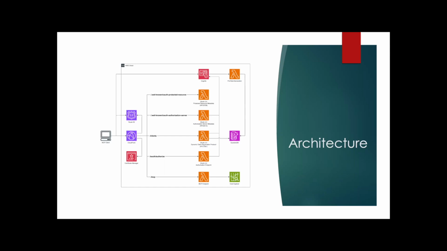The well-known OAuth protected resource endpoint implements the RFC for protected resource metadata. The well-known OAuth authorization server endpoint implements the RFC for authorization server metadata. The client's endpoint implements the dynamic client registration protocol RFC and stores the client information in DynamoDB. The OAuth authorize endpoint enhances the Cognito authorize endpoint with a few details. And the pre-token generation hook from Cognito enhances the access and refresh token with data from DynamoDB.